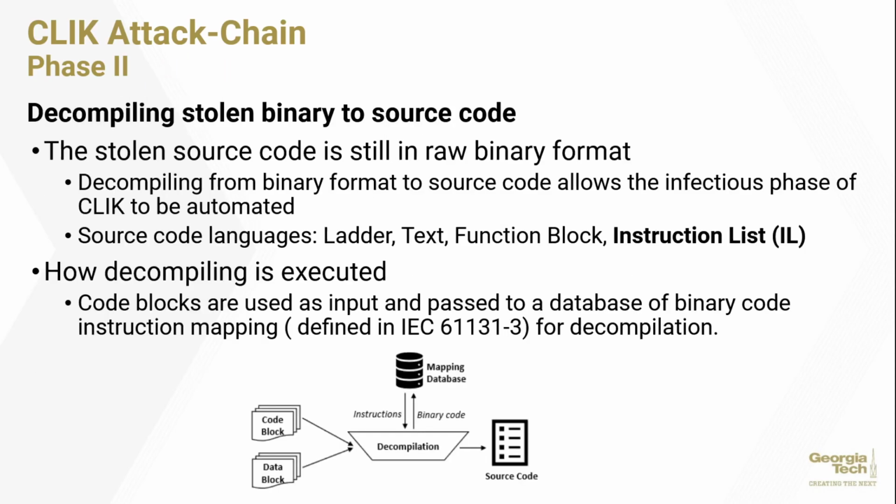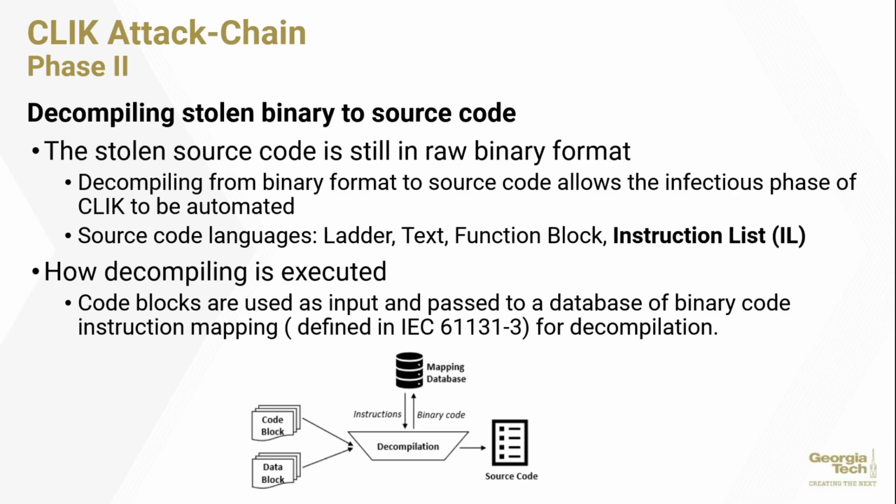So now on to phase 2, which is decompiling the stolen binary to source code. The stolen code is still in binary format, so it needs to be decompiled from this binary format to source code, which allows the infectious phase of CLIK to be automated. Now these source code languages could be ladder logic, structured text, function block, or in this case, instruction list, or IL.